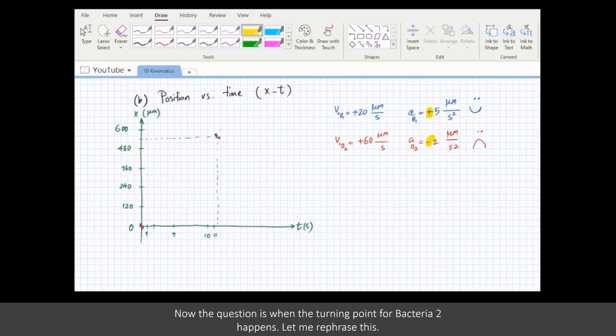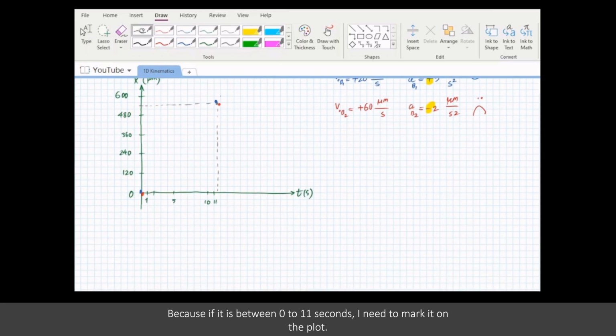Now the question is when the turning point for bacteria 2 happens. Let me rephrase this. I want to see if the turning point for bacteria 2 is between 0 to 11 seconds or after. Because if it is between 0 to 11 seconds, I need to mark it in the plot.